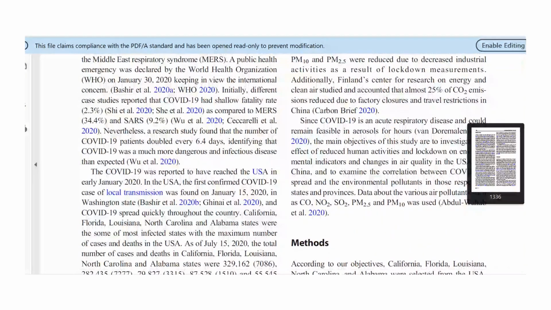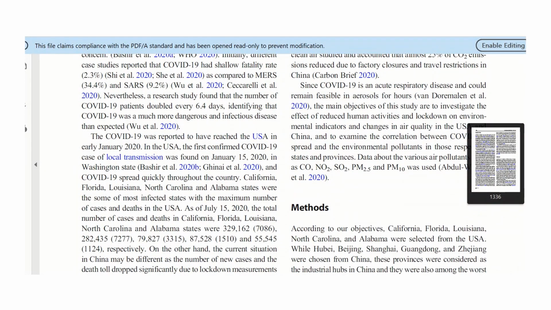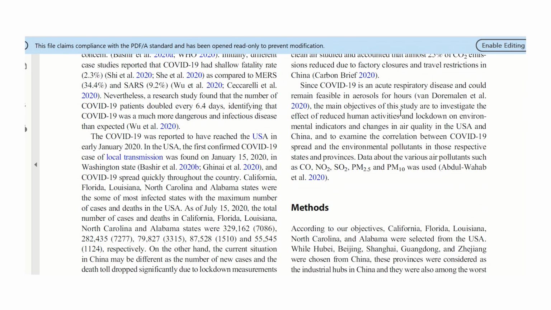So if I go down into the introduction, this paragraph says here, since COVID-19 is an acute respiratory disease and could remain in the aerosol, or in the air, for hours, the main objective was to investigate the effect of reduced human activities and lockdown on environmental indicators, basically pollutants in the air, and changes in air quality between the United States and China. So we have an idea.